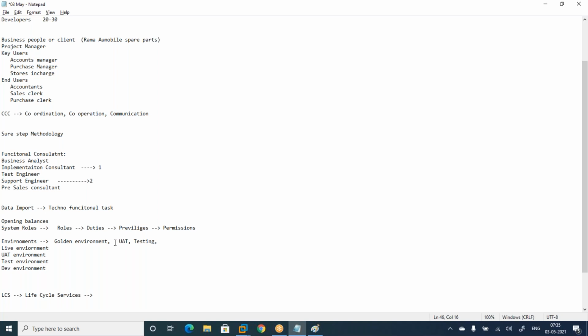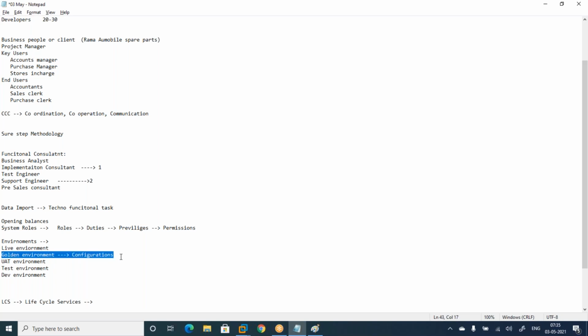So of course, golden environment, whatever Kumar suggested. If it is a very big organization, definitely they will have one more environment, like a dev environment, like golden environment. This will be mapped with all configurations. All configurations will be kept here, and they will not post any single transaction. They will keep it only for the configurations they want.